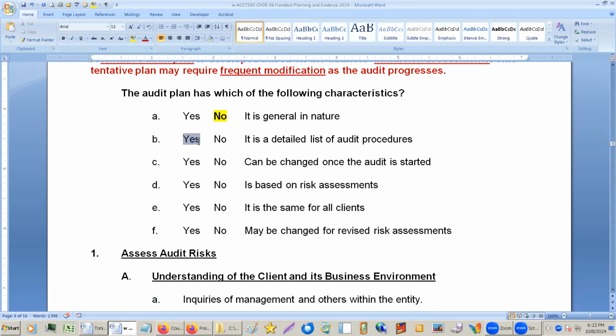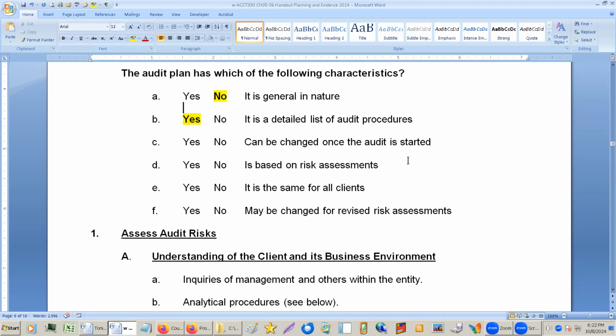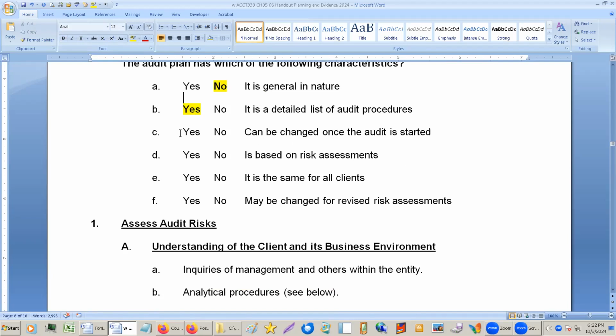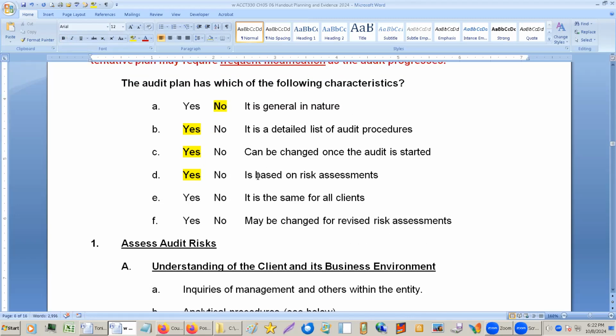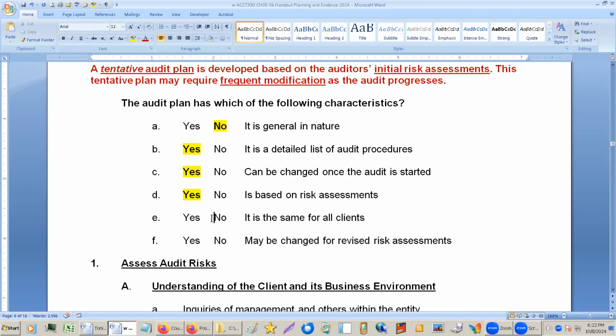Yep. C, can be changed once the audit is started. Yes. Yep. D, is based on risk assessments. Also yes. Yep. E, is the same for all clients. No. Nope. Every client will be different. It may be changed for revised risk assessments. Yes.